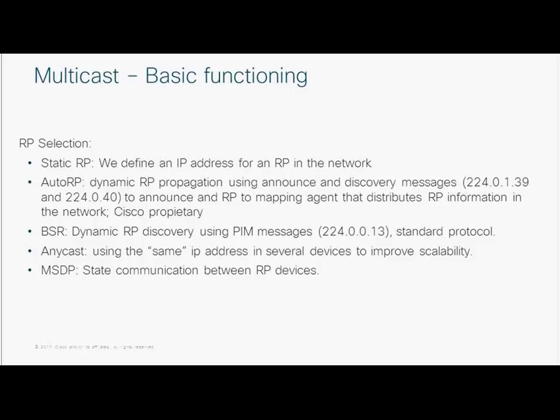Okay, now we have another mechanism that is Cisco proprietary, that is auto RP, which is a dynamic RP propagation using announce and discovery messages. The announce messages are sent to 224.0.1.39, and those messages are sent from the devices that are willing to become an RP. Okay. Now they have to communicate with an RP that will distribute that information in the network using discovery messages.